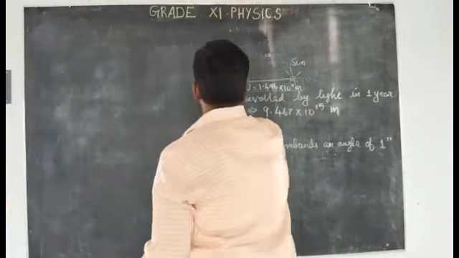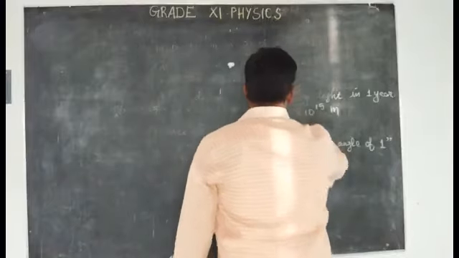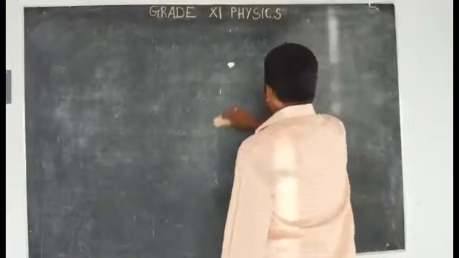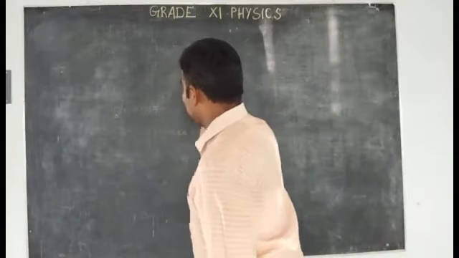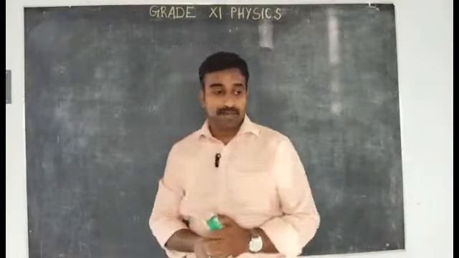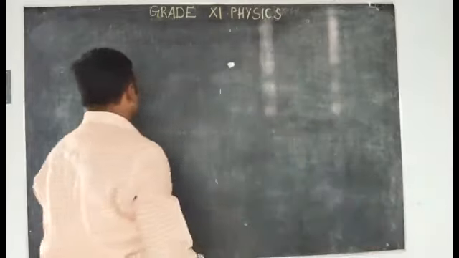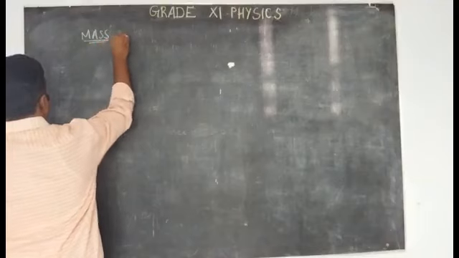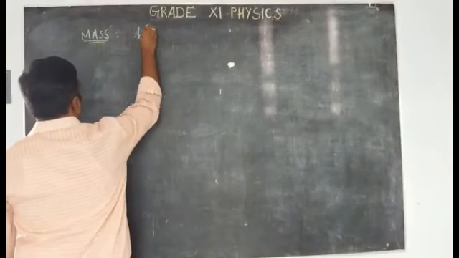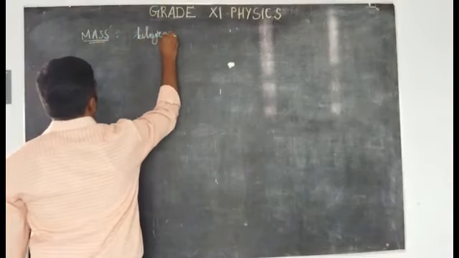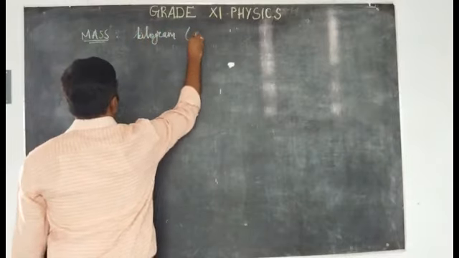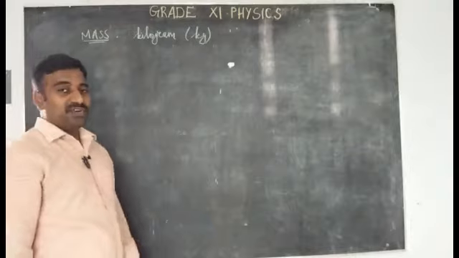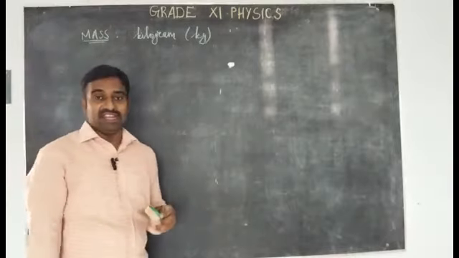The second physical quantity is the mass. How to estimate the mass? Mass is a type of fundamental quantity. Okay. So how to measure the mass? Generally, the mass of a body is measured in kilograms. Kilogram is a sufficient unit to measure the mass. It is nothing but the amount of matter contained in the body.